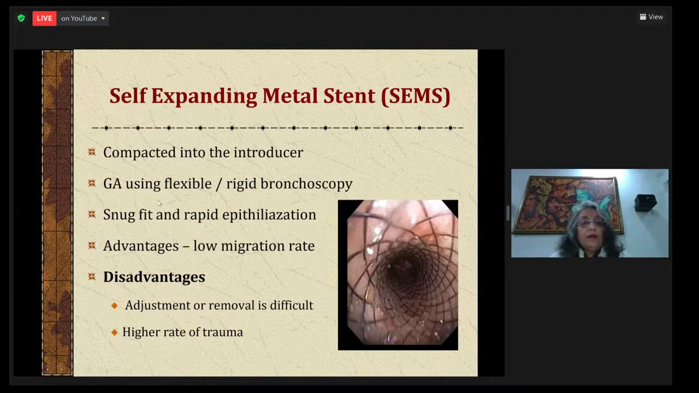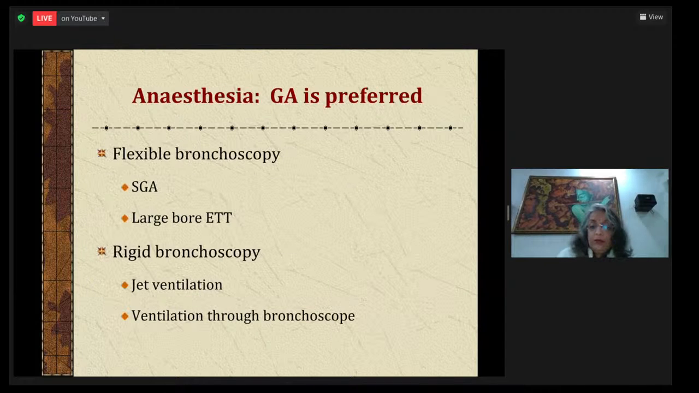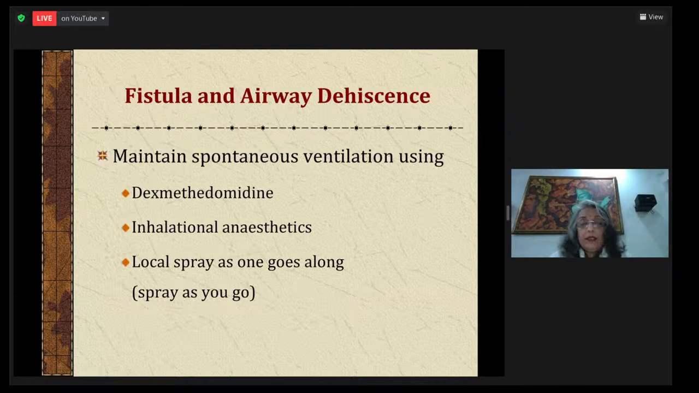A flexible bronchoscope with a supraglottic airway device or large bore endotracheal tube can be used. Rigid bronchoscopy using jet ventilation or ventilation through the bronchoscope are the airway management techniques which we can use for stents. In presence of fistula and airway dehiscence, it is important to maintain spontaneous ventilation because otherwise, if we give positive pressure ventilation, the air may egress either into the mediastinum or, if it is a tracheoesophageal fistula, into the stomach. So spontaneous ventilation is maintained using dexmedetomidine, inhalational anesthetics, and even local spray as we go along.